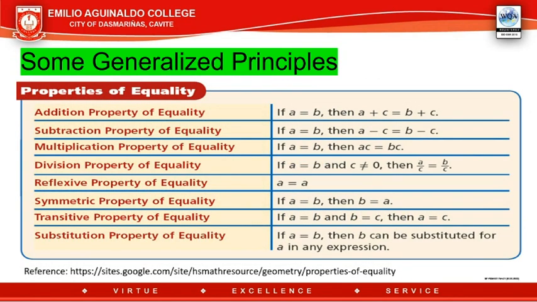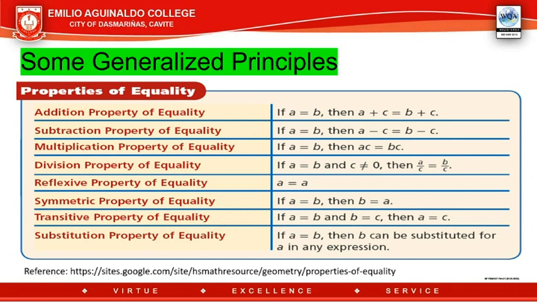Okay, and some of it are the properties of equality. We have addition, subtraction, multiplication, division, reflexive, symmetric, transitive, and substitution property of equality. Let's start from the very first one, addition property of equality. If A is equal to B, then A plus C is equal to B plus C.